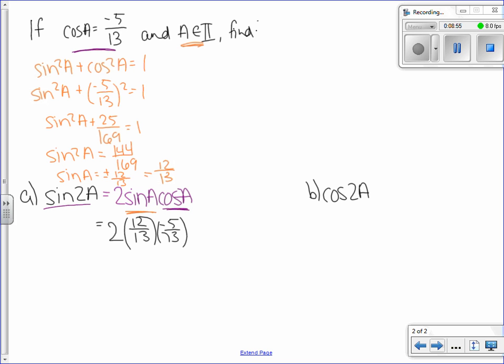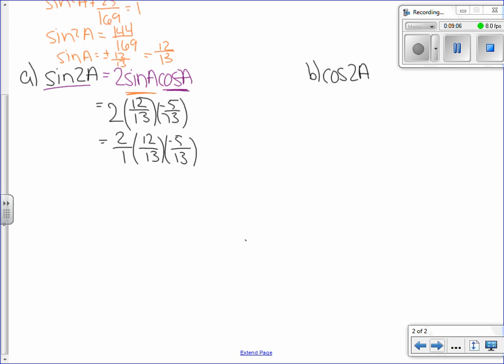And now you can just go ahead and multiply. Now remember, this 2 is really like a 2 over 1. Or you can just plug this in your calculator. I would be careful with your parentheses if you do. Okay, but if I go straight across the top, I've got 2 times 12 times negative 5. That's going to give me negative 120. And then I've got 13 times 13, that's 169. And let's see, 120 divided by 169, does that simplify? Nope. So this right here is your final answer. That is what the sine of 2A is equal to.